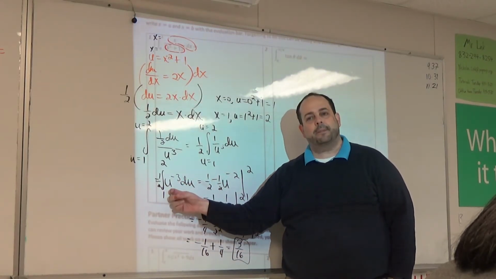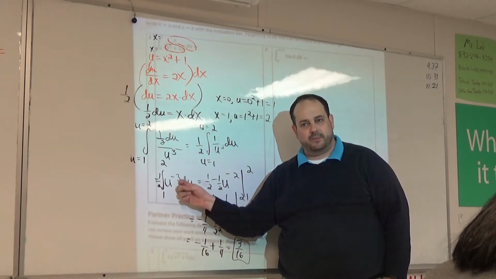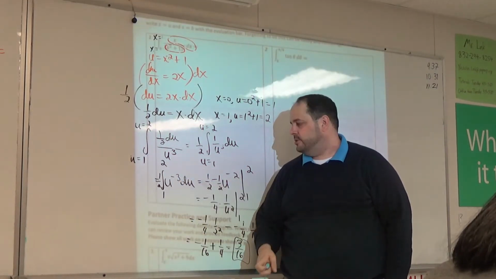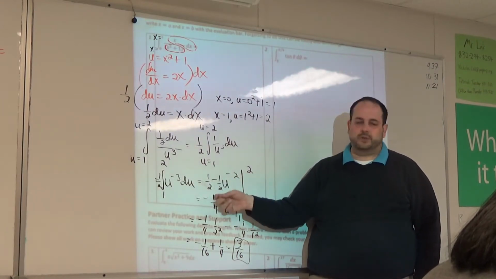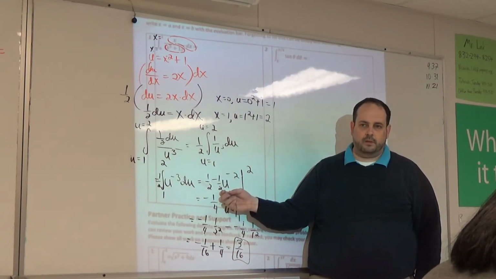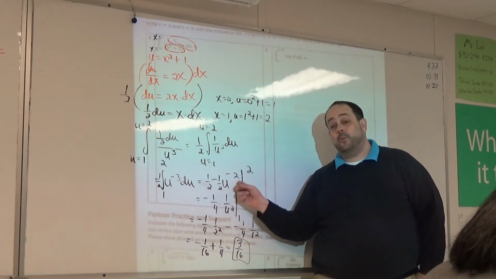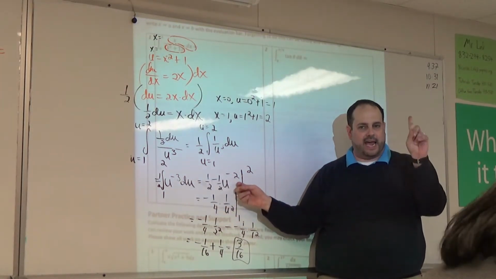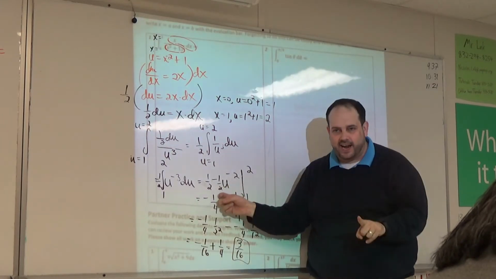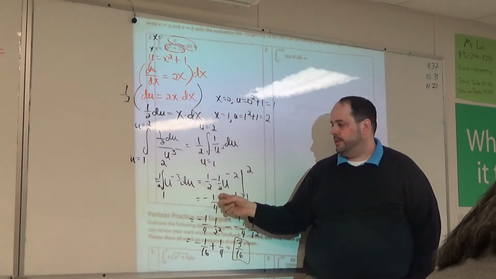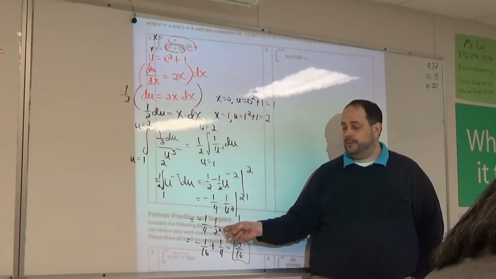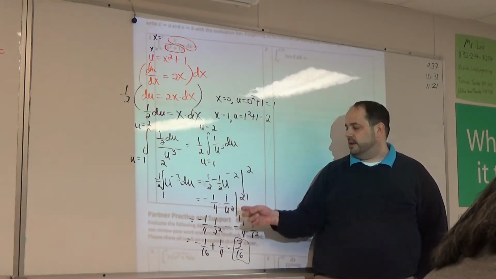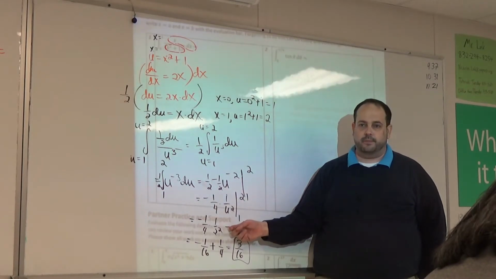I rewrote 1 over u cubed as u to the -3rd, which is legal. And now I can use my power rule that says add 1 to the power, divide by the new power. So u to the -2 divided by -2 times 1/2. Right. Add 1 to the power. I always focus on the power first. Add 1 to the power, then divide by the new power. 1/2 times -1/2 gave me this -1/4. Rather than calling it u to the -2, we're going to call it 1/u squared.